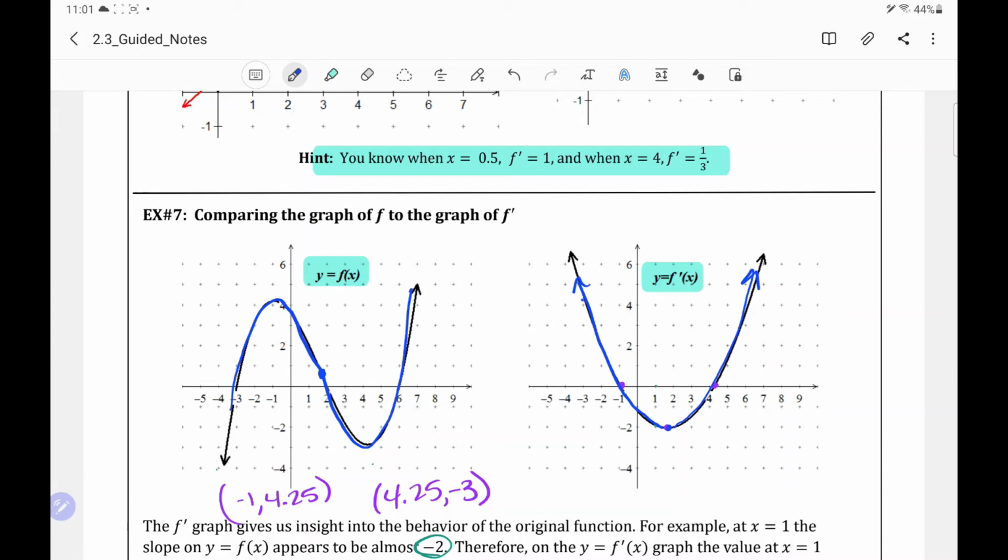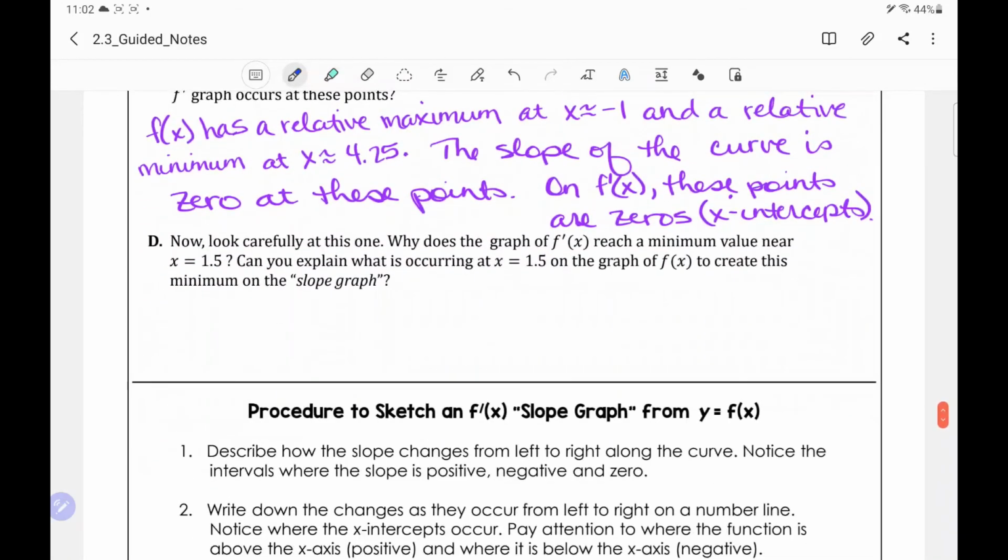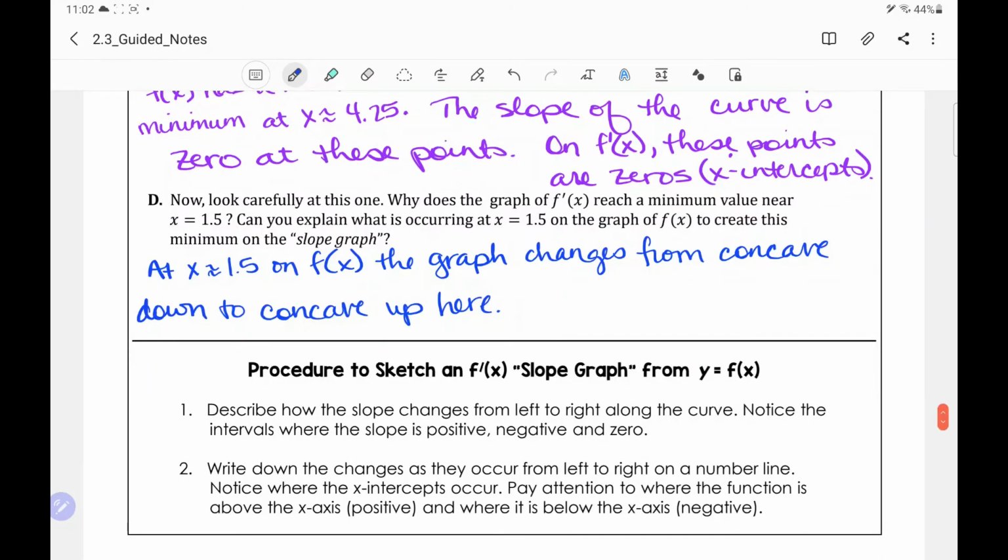That's an important detail of the graph of f prime. If it's concave down, the graph is decreasing. If it's concave up, the graph is increasing. So we can come back down here and write what is happening to the graph on D. What's going on about x equals 1.5? At x approximately 1.5 on f of x, the graph changes from concave down to concave up. Okay, that's what caused it to switch directions.